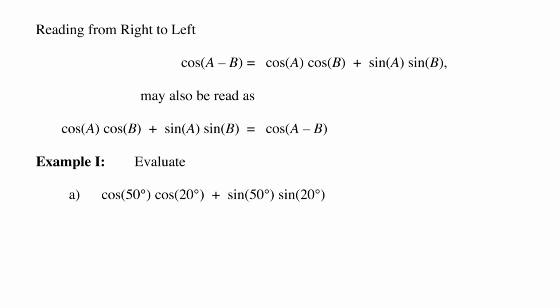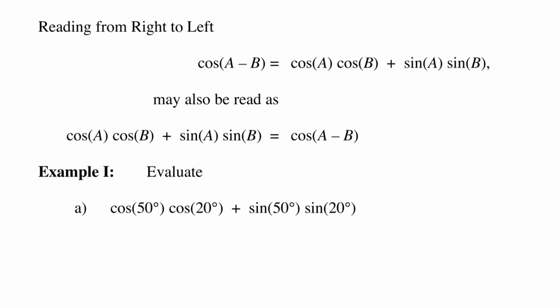Okay. Now, as with any other identity, we can read it from left to right or from right to left. We can have the cosine of A cosine B plus sine A sine B being equal to cosine of A minus B. Basically, it can be read either way. And that's helpful for us when we are recognizing a pattern.